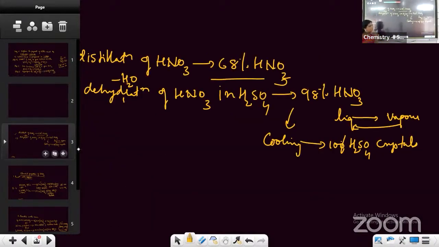Then next, the nitric acid which we get there is not 100% pure. So in order to get 100% pure nitric acid, the first step we do is distillation. Distillation means converting liquid to vapor and vapor back to liquid. So there we get 68% nitric acid. Now the 68% nitric acid, when we do dehydration, meaning removal of water molecules, we get 98% nitric acid. When you cool this nitric acid liquid, you will get 100% pure nitric acid.